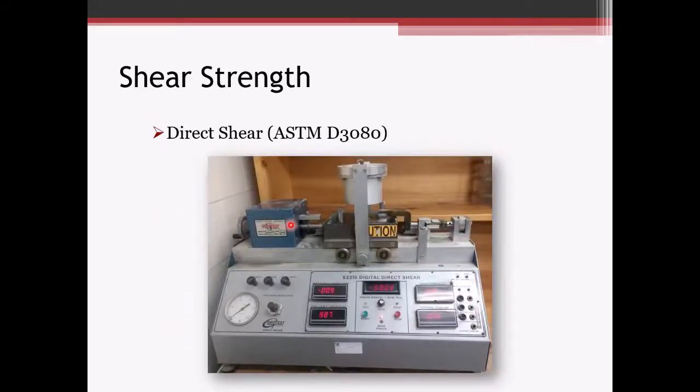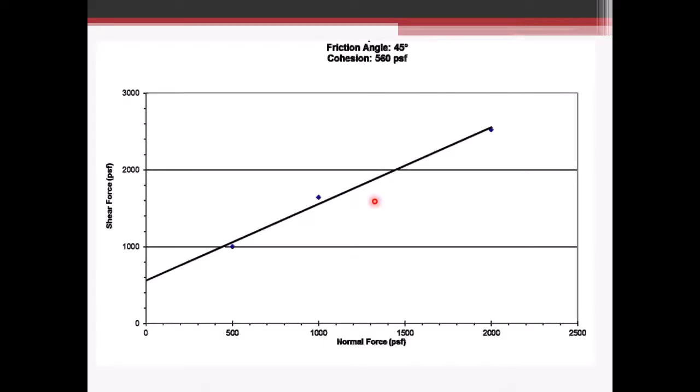And here's a photo of a direct shear machine. This is actually one of the smaller machines. In this test, the soil sample is placed into the two boxes, and then a normal load is placed on the boxes, and then the boxes are sheared apart. Basically, three points are run at different normal forces to determine the shear strength, and then from the data, the friction angle as well as the cohesion can be determined.